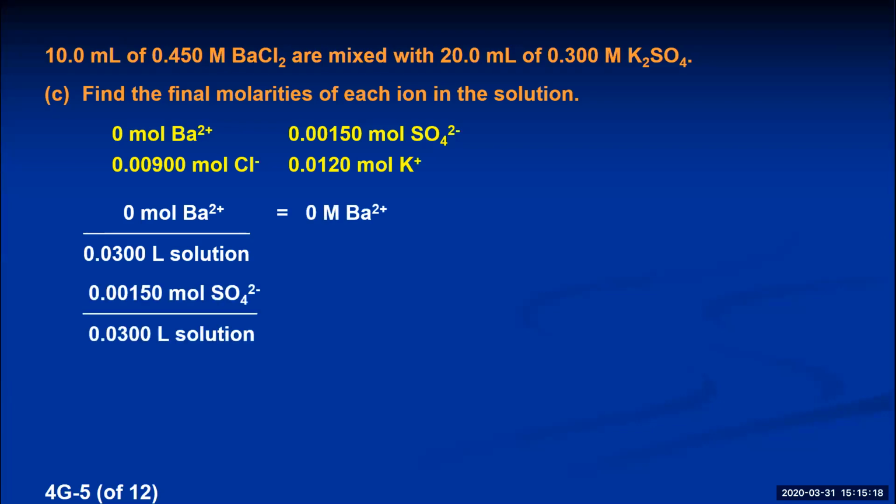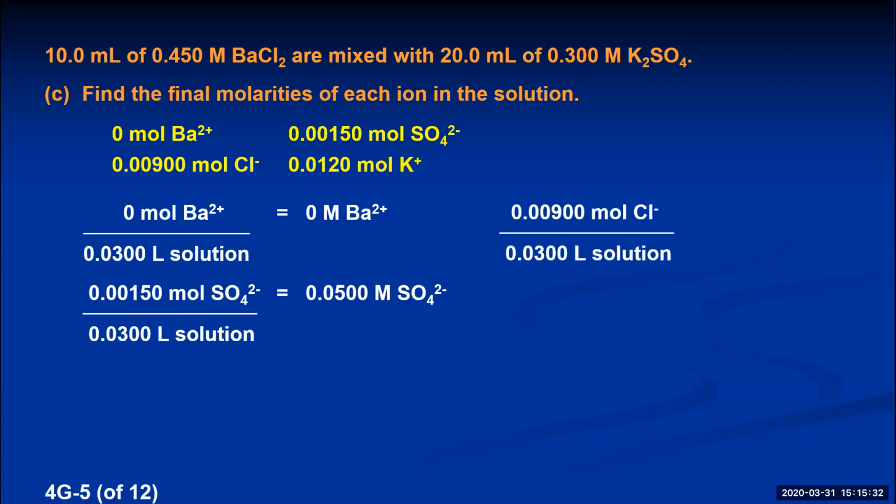For the sulfate, it's going to be 0.00150 moles of sulfate divided by 0.0300 liters. We'll get a 3 significant figure answer for this. That comes out 0.0500 molar sulfate. For the final ions, chloride, 0.00900 moles divided by 0.0300 liters, both numbers 3 significant figures. Your answer will be 3 significant figures. That comes out 0.300 molar in chloride ions.